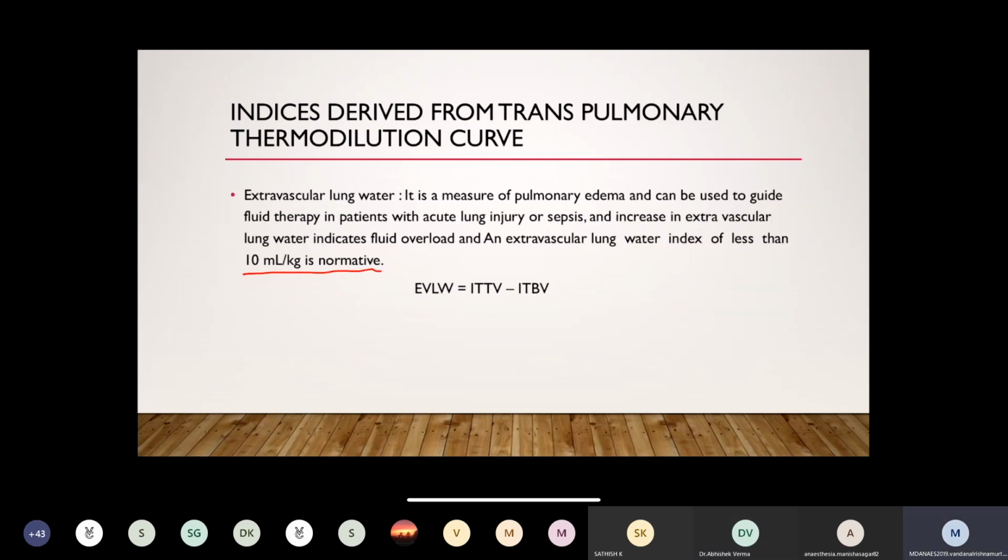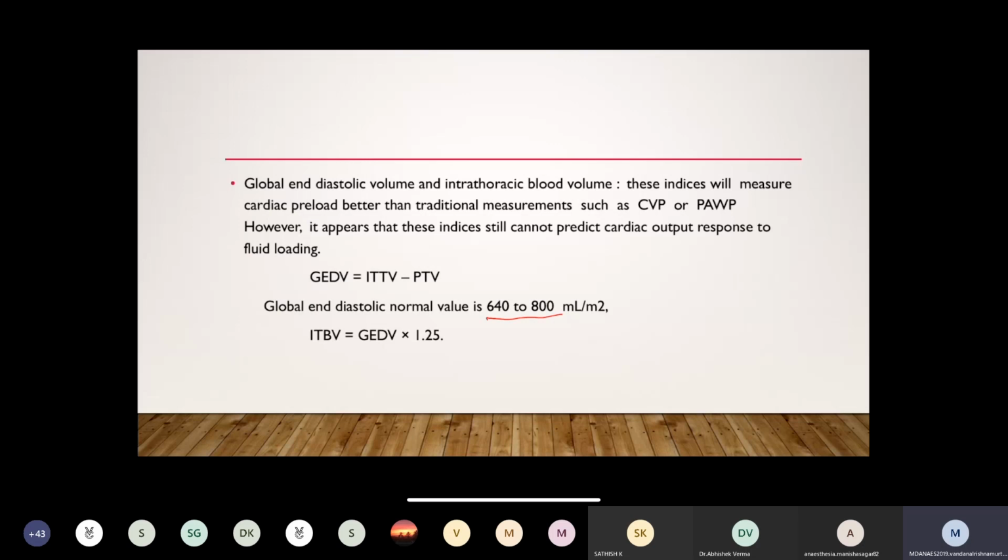Okay. The global end diastolic volume and intrathoracic blood volume indices measure cardiac preload better than traditional measurements such as CVP and pulmonary arterial wedge pressure. However, it appears that these indices still cannot predict cardiac output response to fluid. The global end diastolic volume is measured by intrathoracic thermal volume minus pulmonary thermal volume. The normal global end diastolic volume is 640 to 800 ml per meter square. The intrathoracic blood volume is nothing but global end diastolic volume into 1.25.